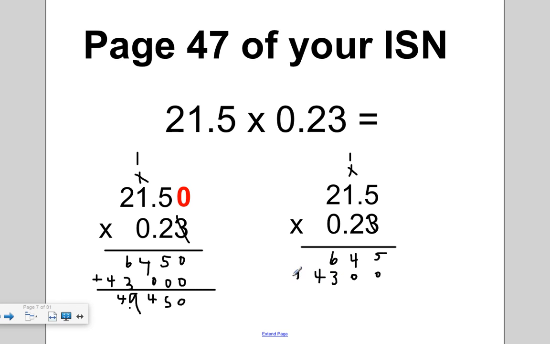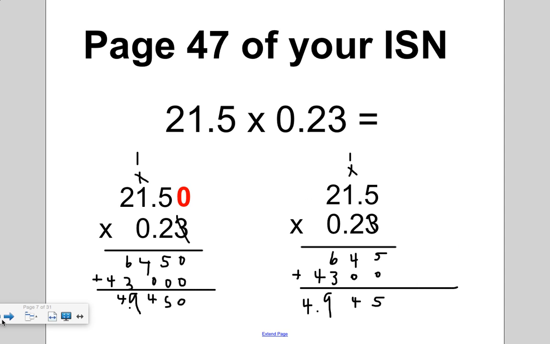If I add this up, I get 5, 4, 9, 4. There are 3 digits behind the decimal point. Tenths times hundredths, thousandths place. That is the answer.